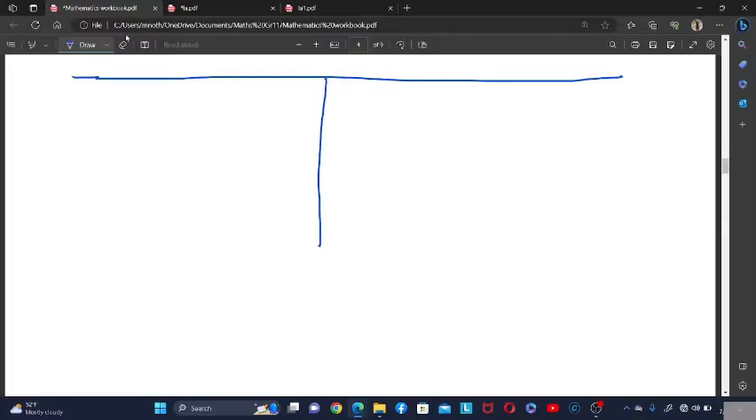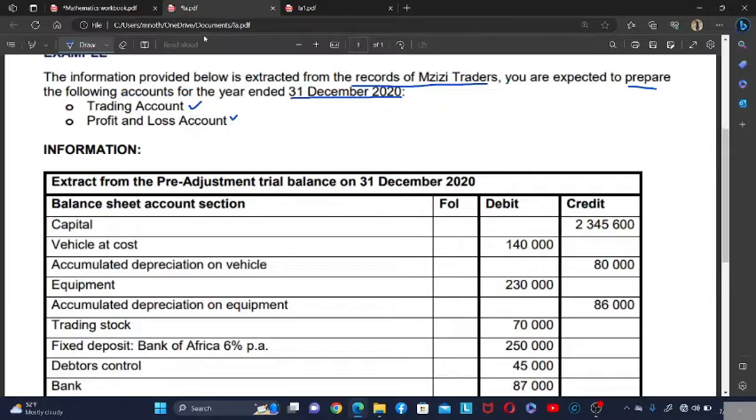Let's first open the trading account. This is our trading account. We know that on the debit side of the trading account, we must have the cost of sales, and then on the credit side, we must have the sales, right? Now the information.